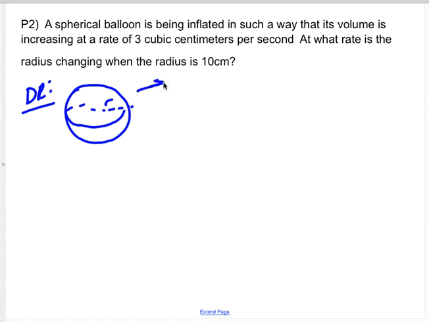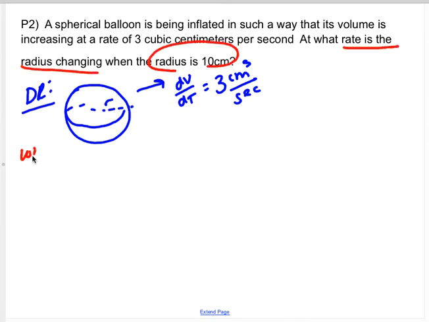We know that the balloon is getting bigger, right? So inflated means gaining air, so dV/dt is positive 3, because V is getting bigger, centimeters cubed per second. We are asked to find the rate at which the radius is changing, which is dr/dt, when the radius is 10 centimeters. That's the thing we want.